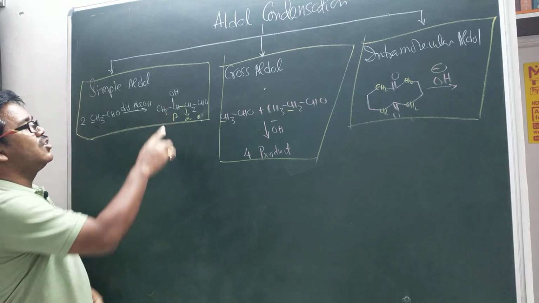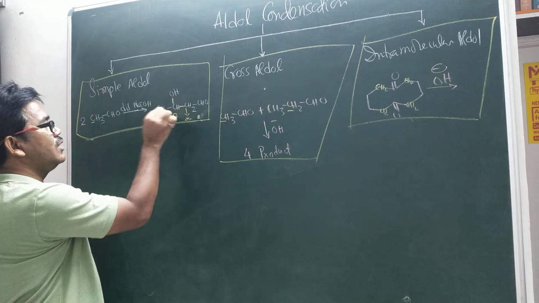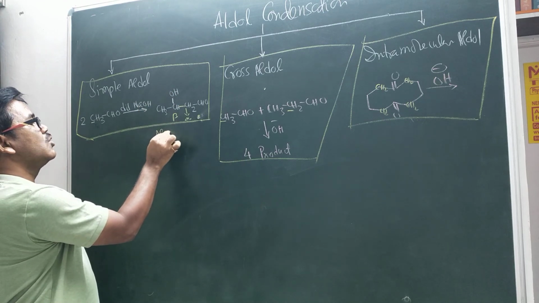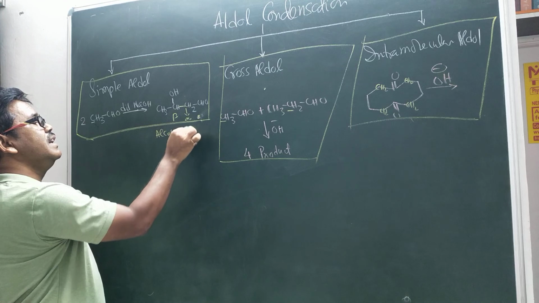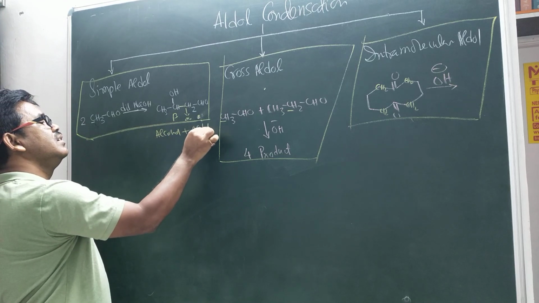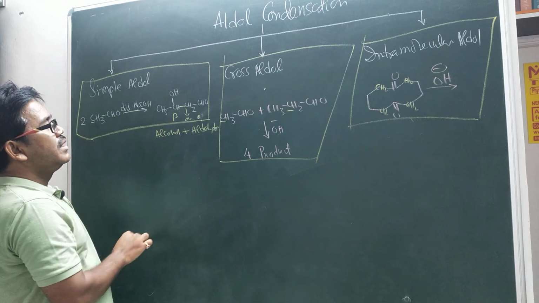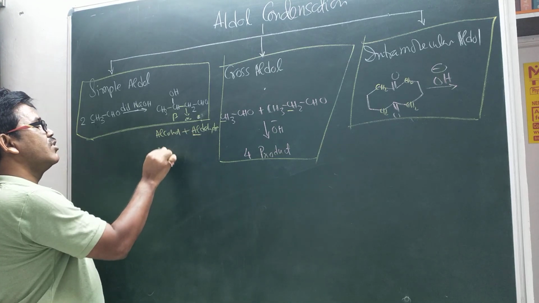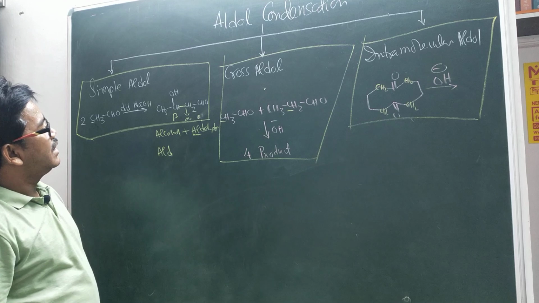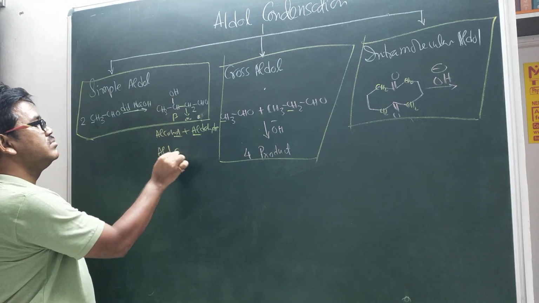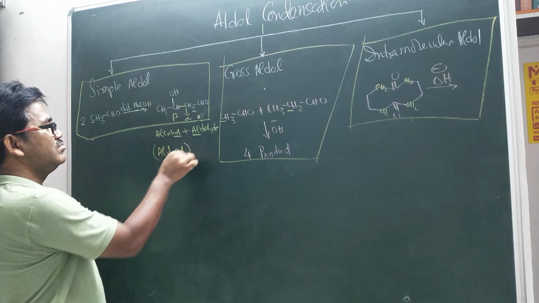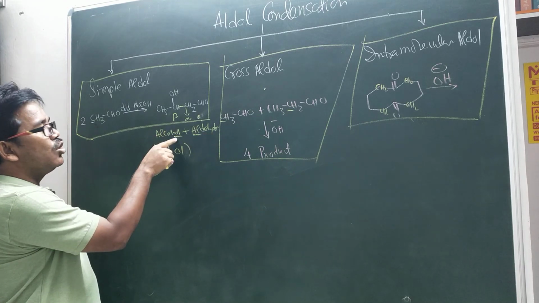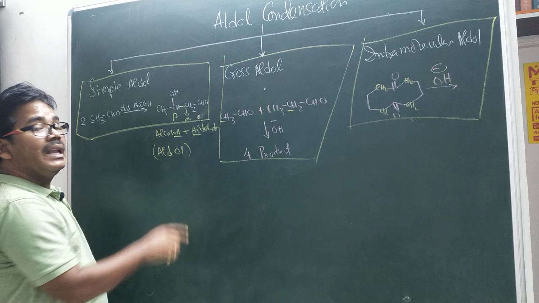Why is this called aldol? Because there is an alcohol group as well as an aldehyde group. Now from here ALD, and from here OL, that's why it's called aldol. From aldehyde ALD, from alcohol OL, that's why it's called aldol.